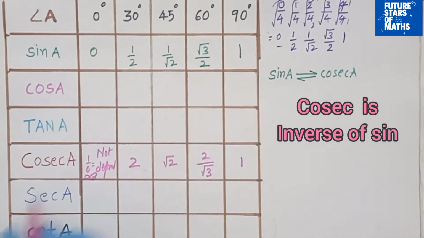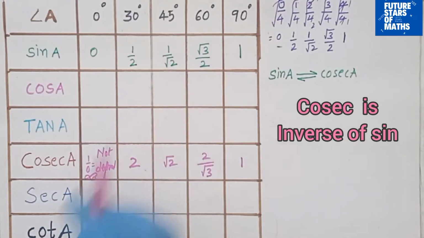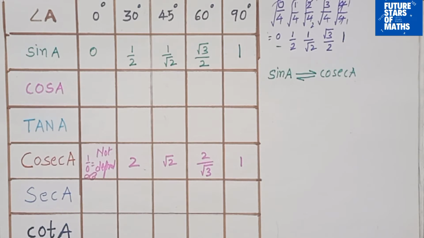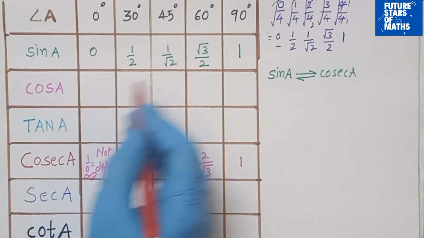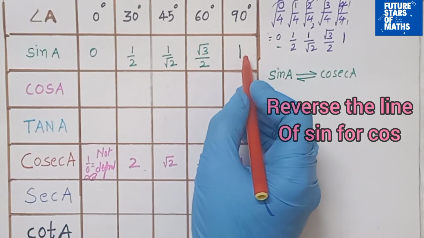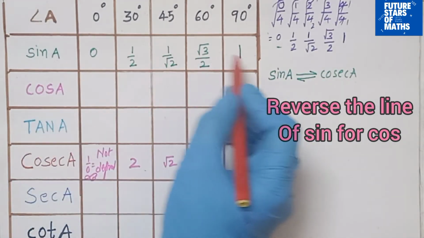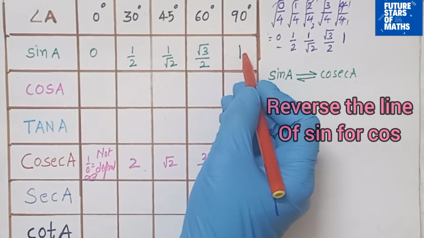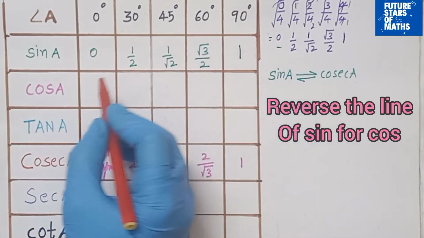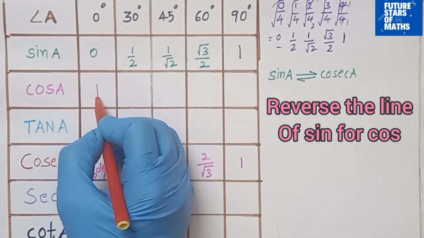Is it clear till here? Whatever sine values we got, we have inversed them and written the cosecant A's. Now what do we have to write? We have to write cos A. So what is cos A, students? It is the reverse. No need of adding or doing anything. Whatever we got in the sine line, we have to write in the opposite direction. From 0 to 1 we got sine A. Now what is cos A? The reverse line of the above.